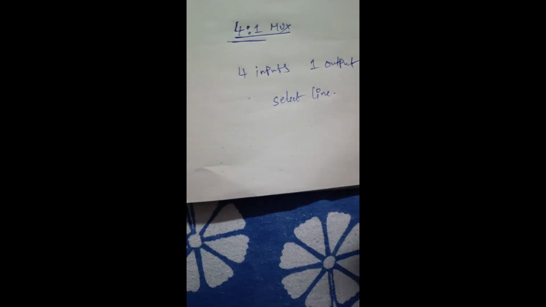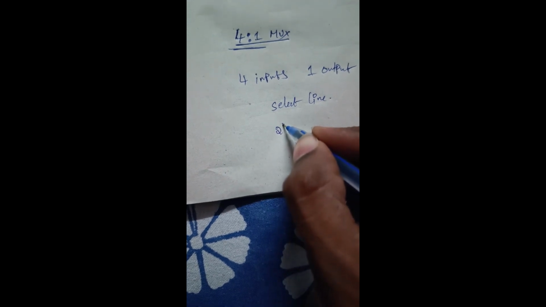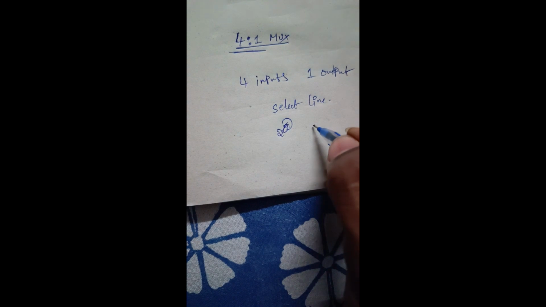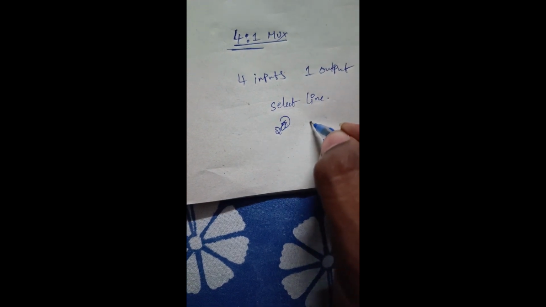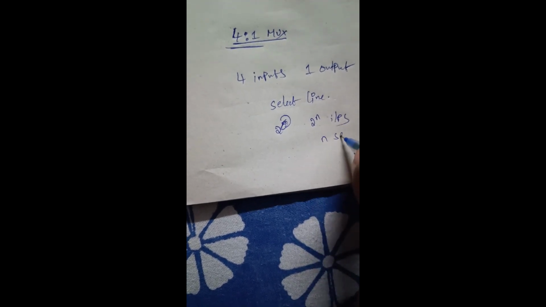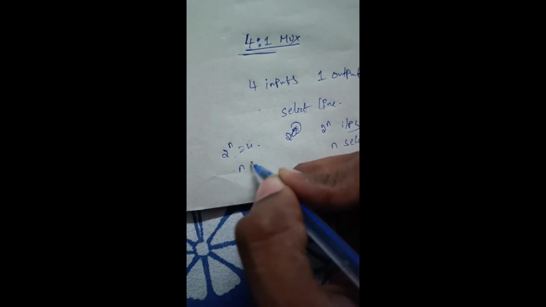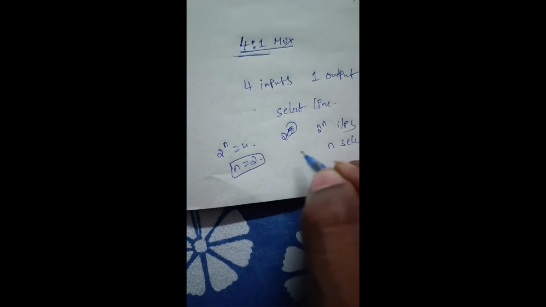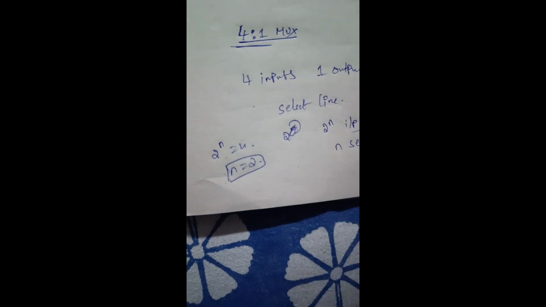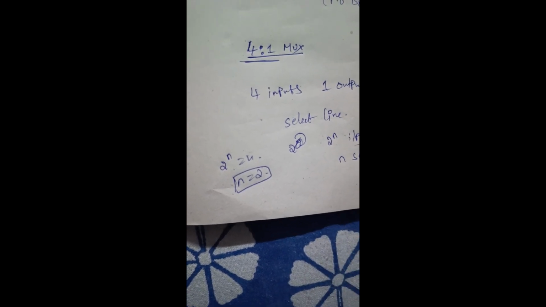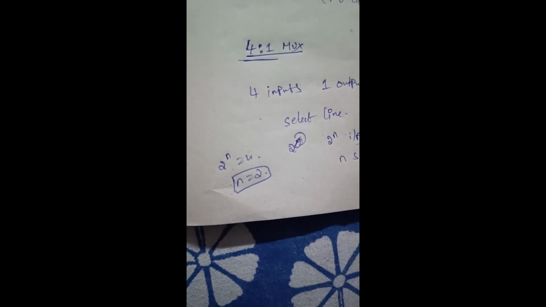The number of select lines is related as 2 power n. Means if we have 2 power n inputs, we will have n selection lines. Here you can observe that 2 power n equal to 4, so n will be equal to 2. So for a 4:1 multiplexer, 2 selection lines will be there. These selection lines will decide which input goes to the output.